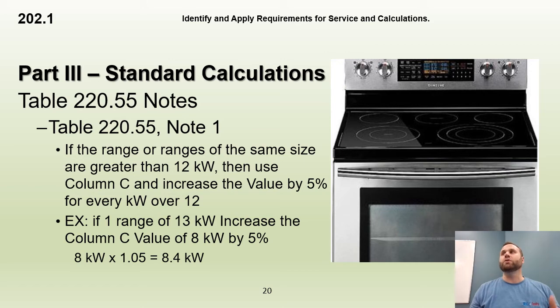When it comes to the speed of calculating, especially on a master's test, you want to be able to take those, not shortcuts, but those avenues that allow you to accelerate faster and faster as you're working through these problems. It'll be only to your benefit. So 8 kW, multiply that by 105%, or 1.05, leaves me with 8.4 kW. I increased my column C answer by 5% for every kilowatt over 12. And since 13 is greater than 12 by 1, I increased it by 5%.